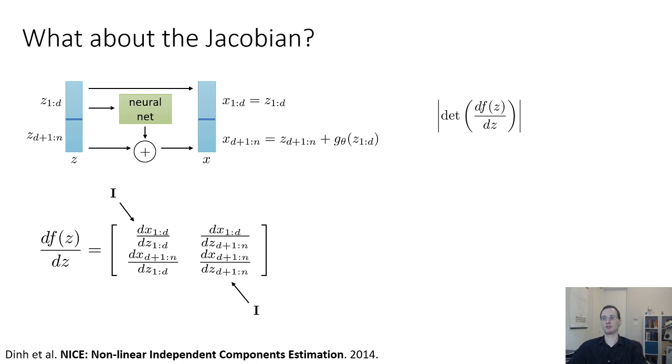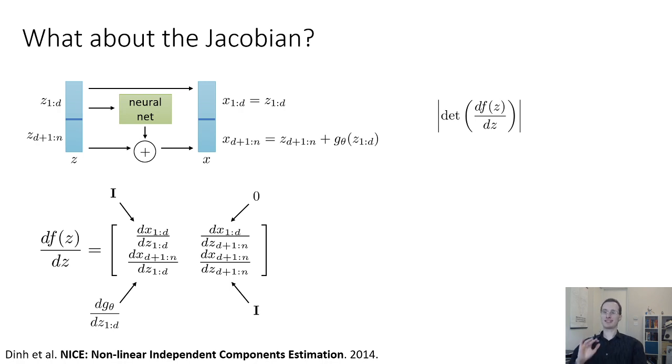First, what's the derivative in the lower right? X d plus 1 through n with respect to z d plus 1 through n. Well, that's also just identity, right? Because x d plus 1 through n is equal to z d plus 1 through n plus something that doesn't depend on it, so that derivative is identity. The top right block is 0, because the first half of x doesn't depend on the second half of z. The bottom left block is something complicated, because that's the part that goes through the nonlinear neural net.